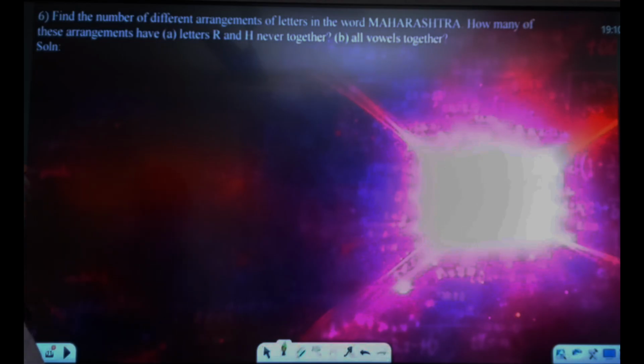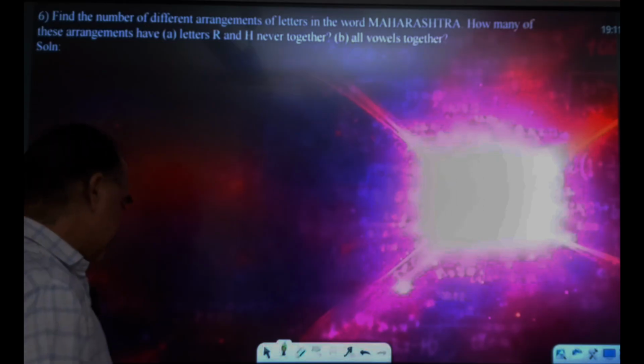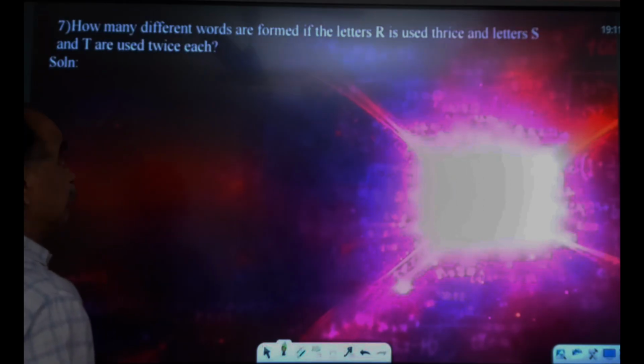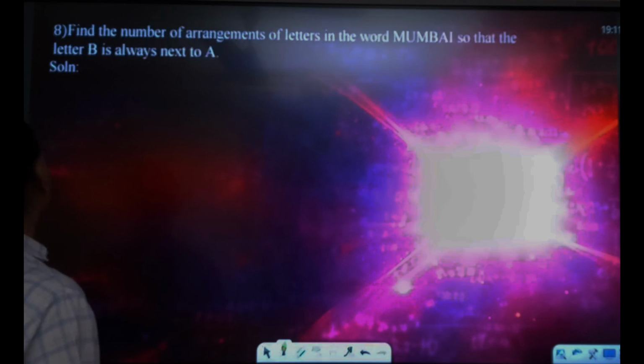Find the number of different arrangements of the letters in the word Maharashtra. How many of these arrangements have letters R and H never together, all vowels together?